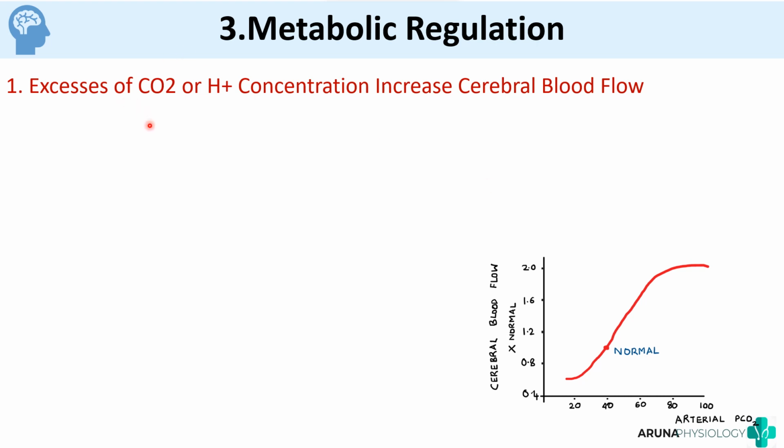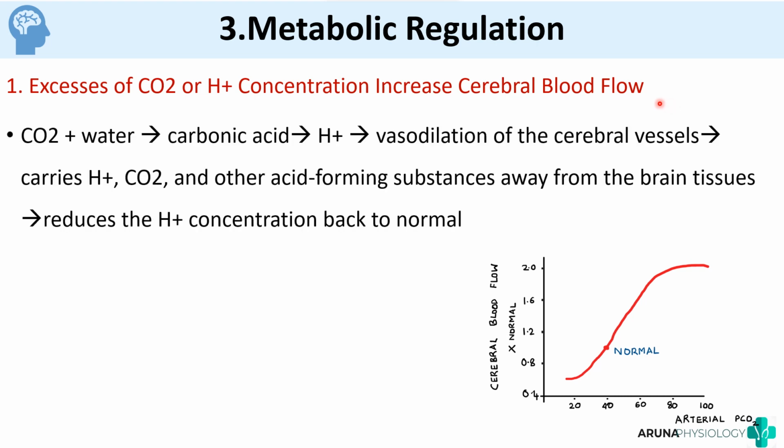See, suppose there's an increased carbon dioxide or increased H plus concentration. Whenever there's an excess of CO2 or excess of H plus concentration, cerebral blood flow also increases. How is that possible? See, whenever there's an increase in carbon dioxide, it combines with water to form carbonic acid. And we know carbonic acid will dissociate to form H plus and bicarbonate. This H plus can cause vasodilation of the cerebral vessels, so that whenever there is vasodilation, there will be increased blood flow.